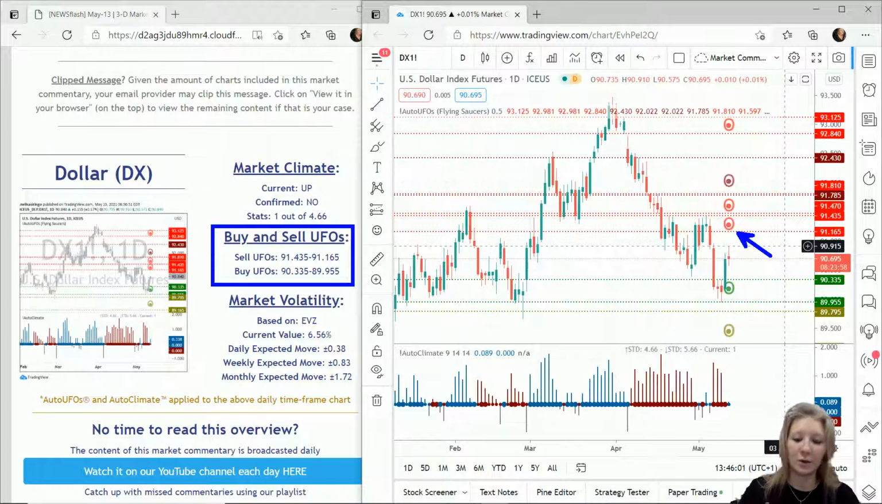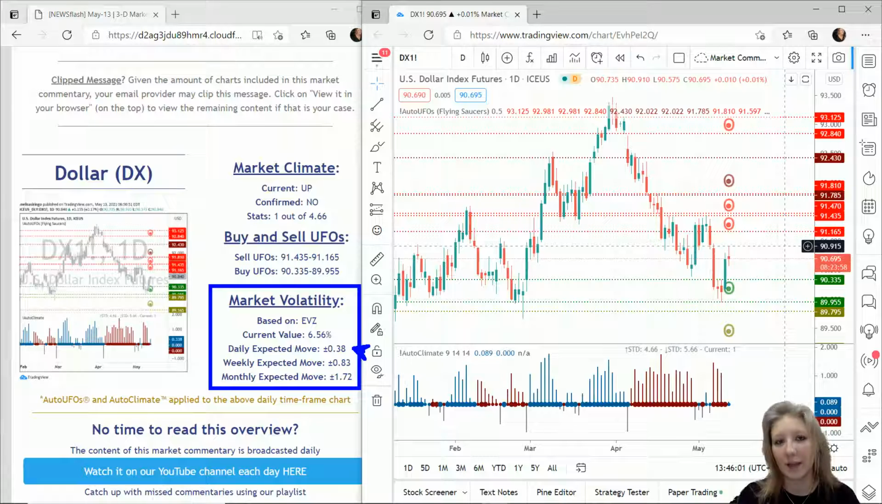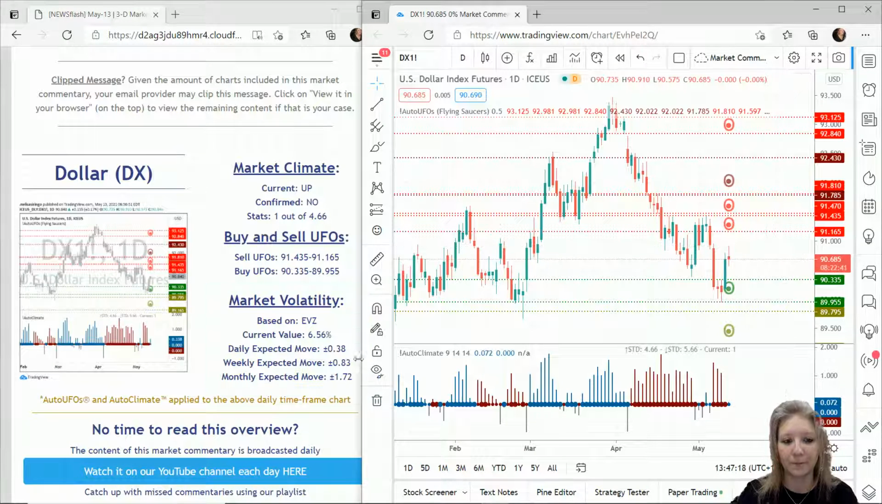If we hit the sell orders, we would expect price to come down. If we come down and hit the buy orders, we would expect price to go up. So we'll see how that goes over the course of the next couple of days. In terms of volatility, the dollar is the least volatile of the markets that we look at. We expect movement up or down in 1 day of 0.38 points, in 1 week, 0.83 points, and in 1 month, 1.72 points up or down.